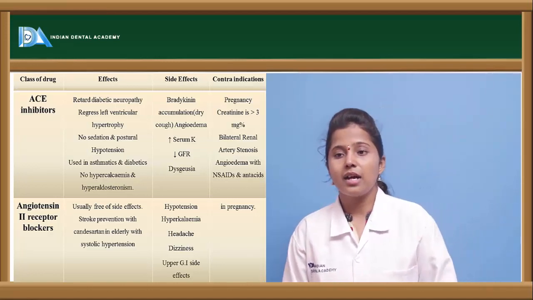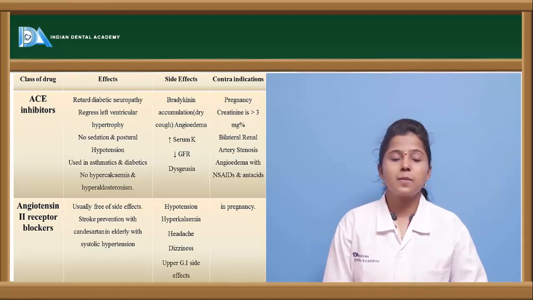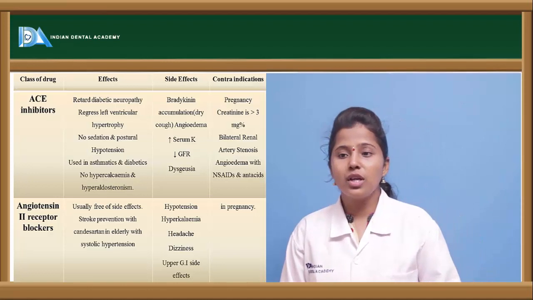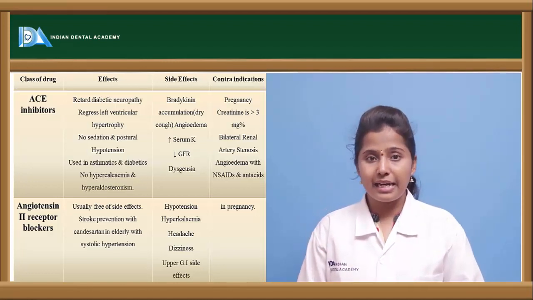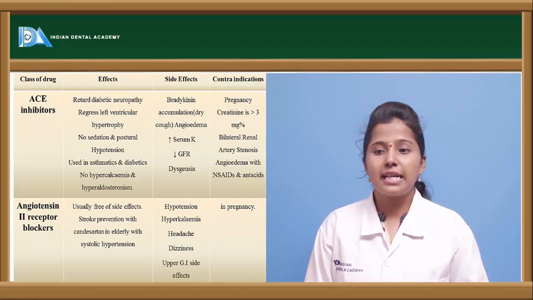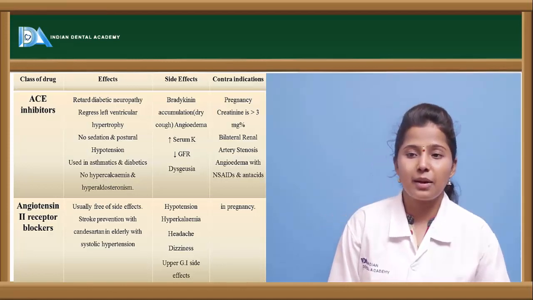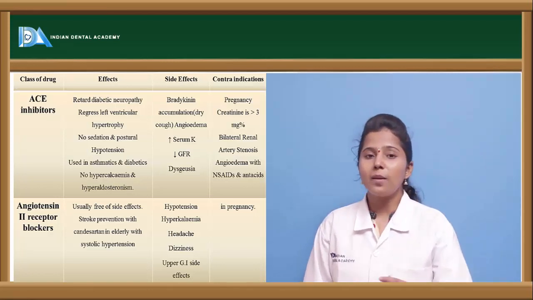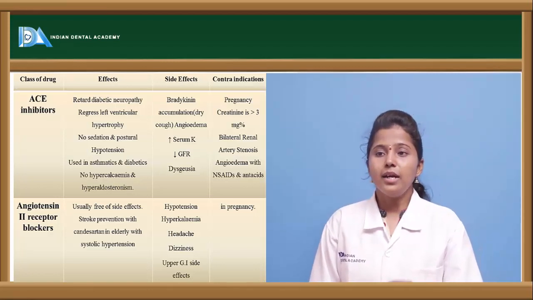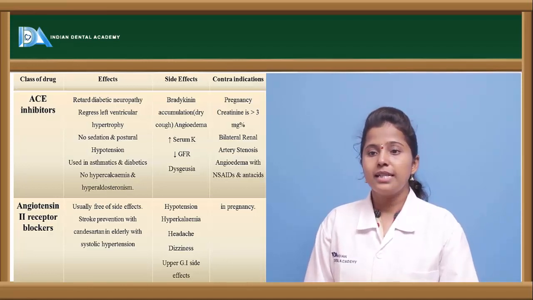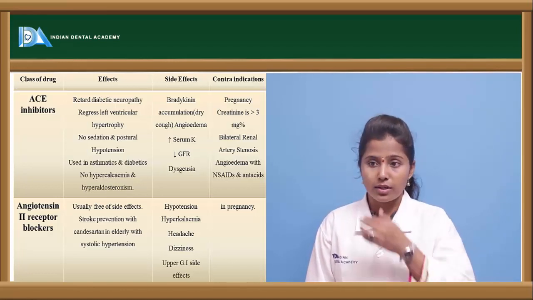Let us see the other class, angiotensin 2 receptor blockers. So this class of drugs usually has normal side effects like headache, dizziness and so on. Apart from that, there is stroke prevention with candesartan in elderly patients with systolic hypertension. So when candesartan is given in elderly patients, the stroke can be prevented. And what are the side effects? What can be the side effects of these angiotensin 2 receptor blockers?